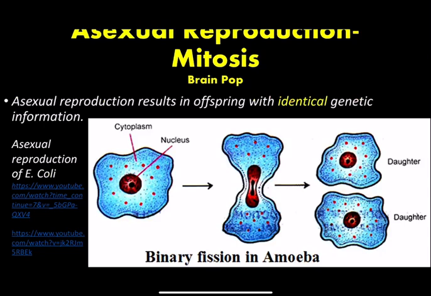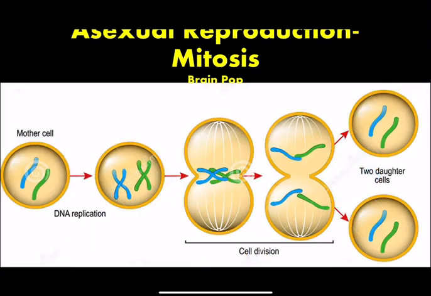Oftentimes, organisms will pinch in 2 in order to reproduce asexually in a process we call binary fission. This results in 2 daughter cells that are completely identical. It's kind of like a cell making a clone of itself. So, if you look here, with the process of mitosis, the 2 daughter cells will also be 2 clones of the mother cell.